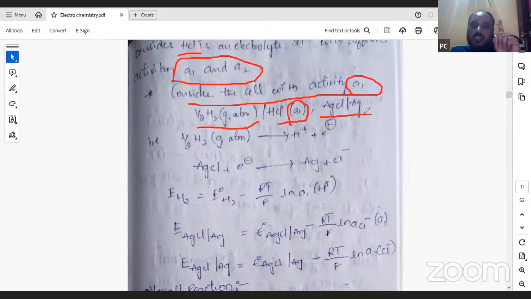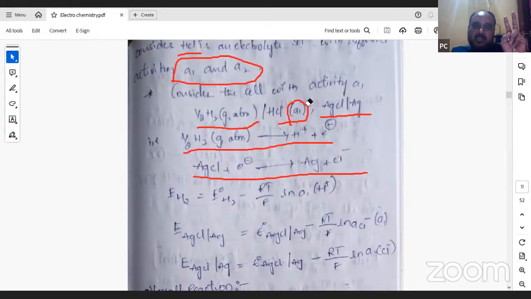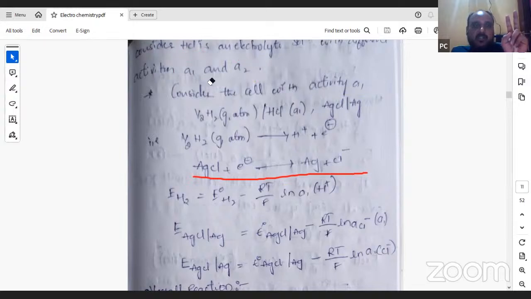HCl is the electrolyte solution with different activities A1 and A2, right? So now we are considering one cell with activity A1. The first cell is with activity A1. So what is that cell? This hydrogen gas is dipped in HCl solution whose activity is A1, which is combined with a chloride electrode. One electrode is the hydrogen electrode, another is the chloride electrode, because HCl is an electrolyte solution. That's why one electrode is hydrogen, the other is the silver chloride by silver electrode. That is a chloride electrode. When these two are combined, hydrogen will be involved in oxidation, then chloride will be involved in reduction. Same equations that we wrote in the previous chemical cells without transference, right? So what are those?